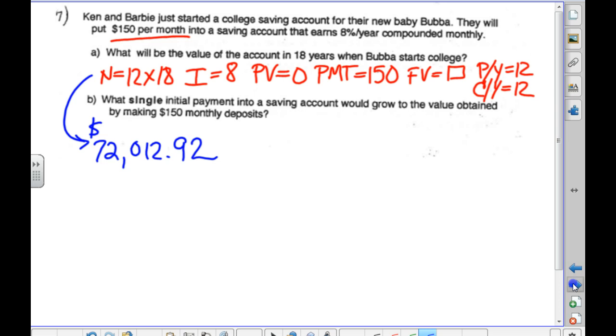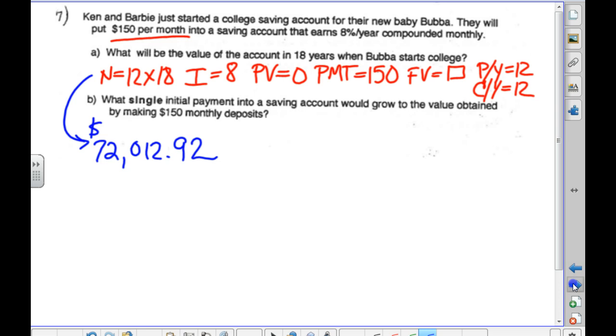Grandma says, I'll give Bubba the money for college, okay? But who knows if Grandma's gonna be around in 18 years? So we want our money now. Okay, whatever, we're gonna put the money in one lump sum, we don't wanna make payments. One lump sum. Any ideas? We can use the finance menu to do this.